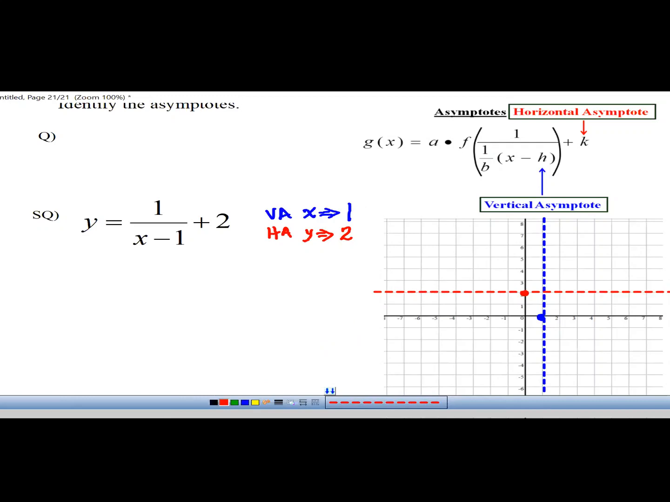Wouldn't the horizontal asymptote be -2 because with the other one we flipped it from a negative to a positive? Okay, good observation. Look up to the screen, guys. So your brain right now is getting short-circuited.